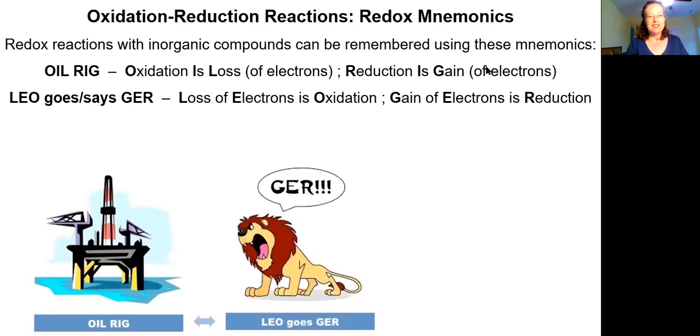My favorite is LEO says GER, because I imagine this cute little lion going GER. That one's kind of ferocious looking. The LEO is loss of electrons is oxidation, and the GER is gain of electrons is reduction.